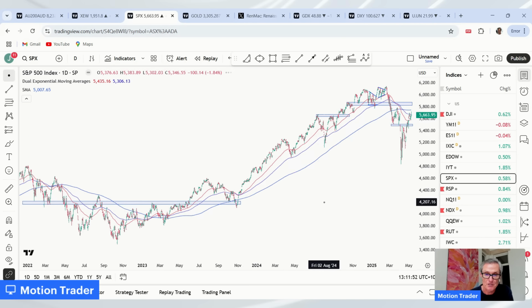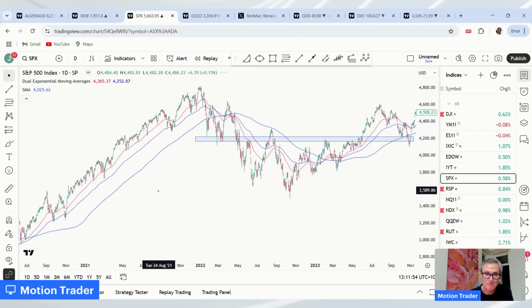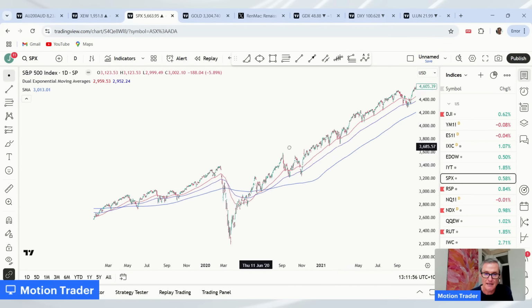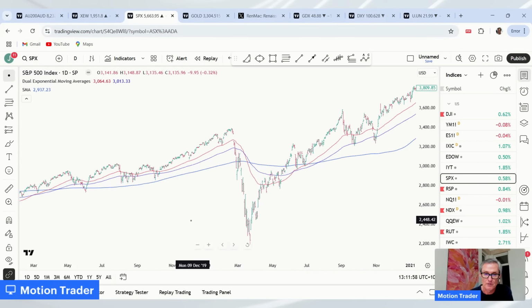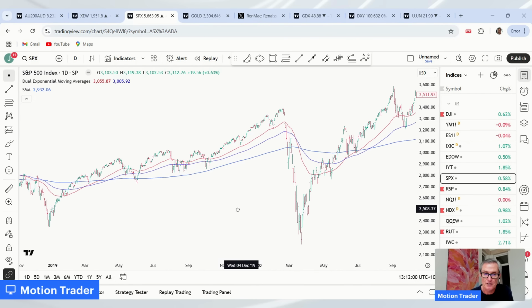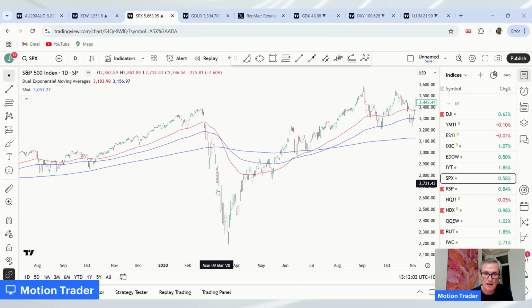So let me just compress this a little bit. Let me just jump back. I'm going to show you two. We'll just start here with the recovery out of the COVID crash lows.